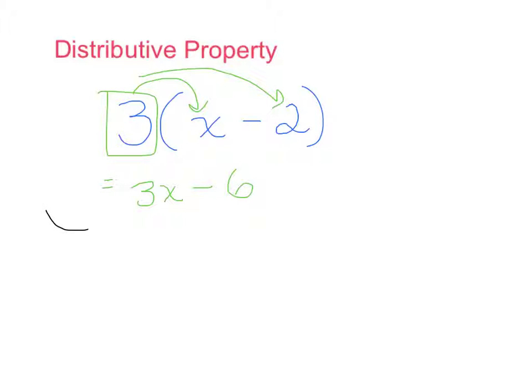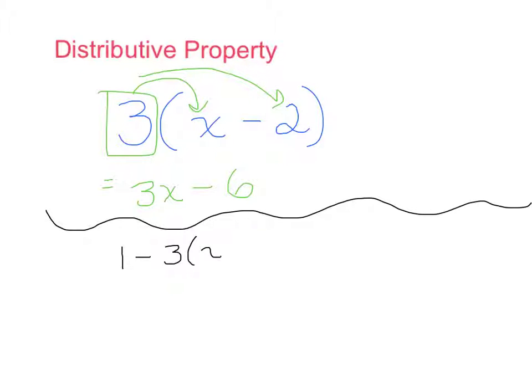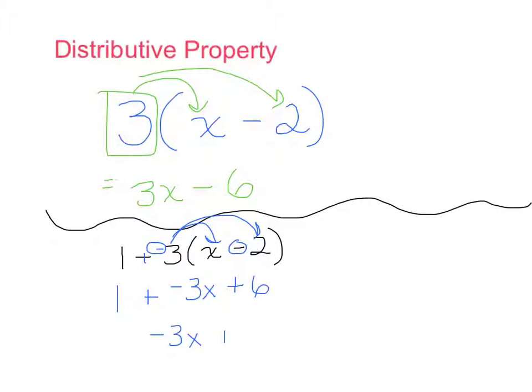One thing to be aware of with the distributive property is if I do something like 1 minus 3 times x minus 2, for example, this 3 is really negative. So it becomes 1 plus, if I distribute this, negative 3x, and then distributing it here, I've got two negative signs, so it becomes plus 6. So I'm left with negative 3x plus 7. The 7 comes from the plus 6 and the 1 in front.